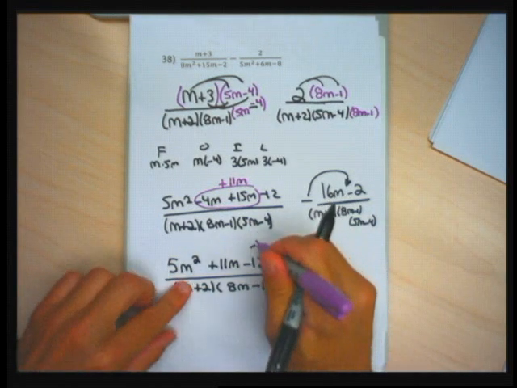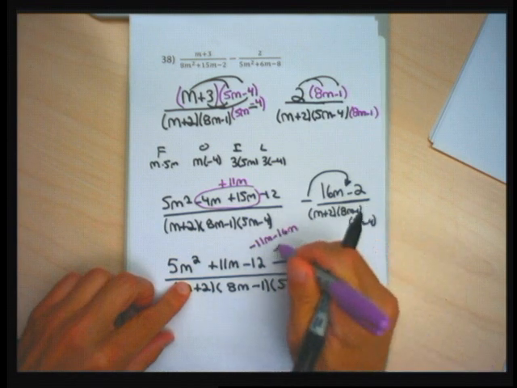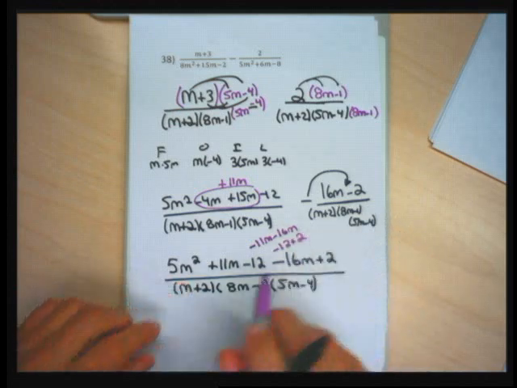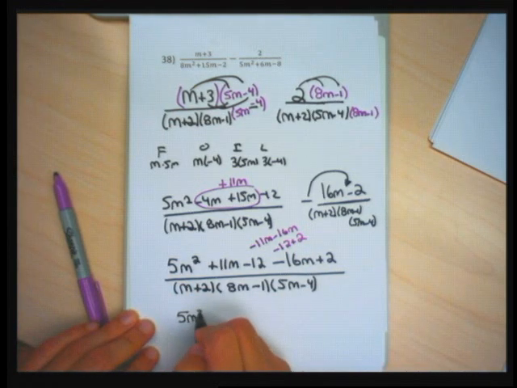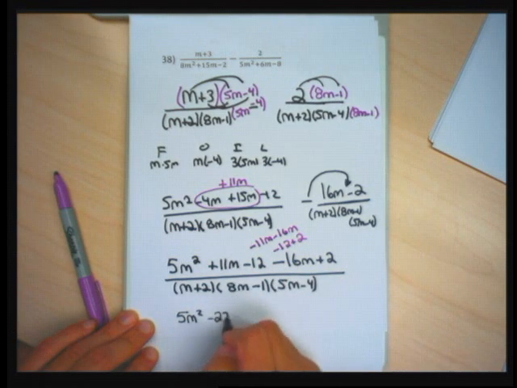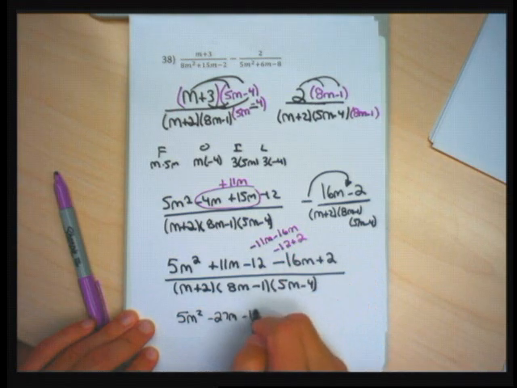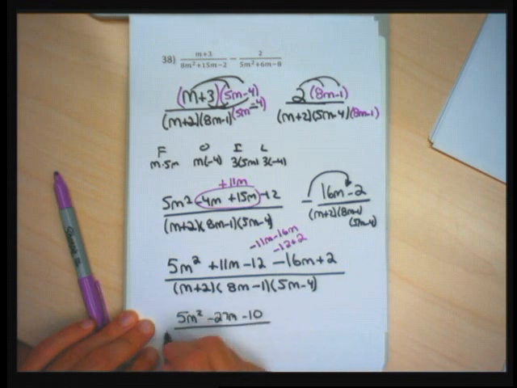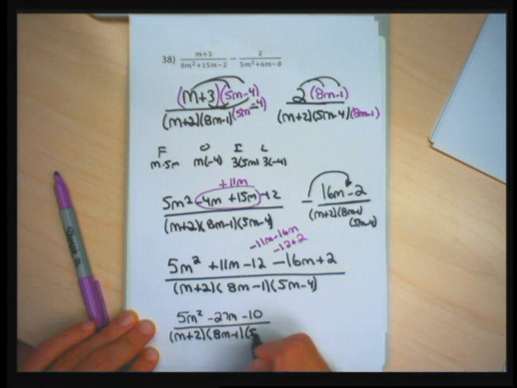In this numerator, I need to do a 11m and minus 16m, and a minus 12 and a plus 2. The 5m squared is going to stay, but it's not going to change. The 11 and minus 16 give me a minus 5m. The minus 12 and the positive 2 give me a minus 10. I should check to see if that numerator factors by a bottoms up factoring, but I'm pretty sure it's prime.